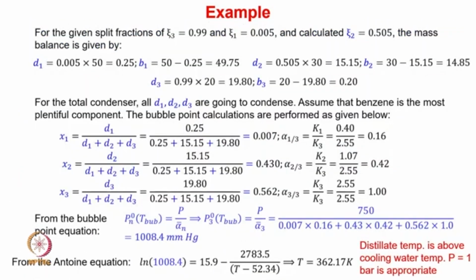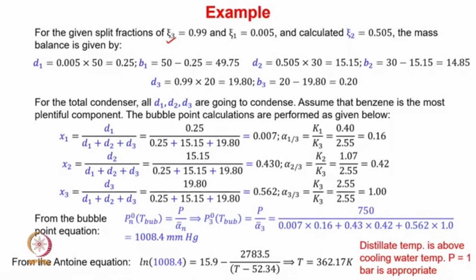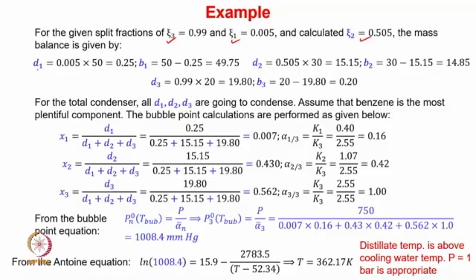Now with this we can do our mass balance for vapor and liquid. These split fractions we have already obtained. Now we can calculate how much will be the light key component in the distillate, and how much will be the light key component in the bottom product. Similarly, we can calculate the values of the different components in the distillate and the bottom product. So D1 is nothing but what?